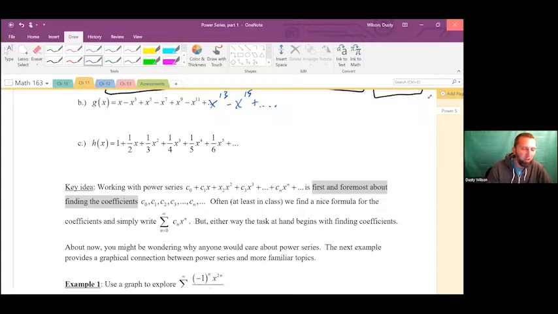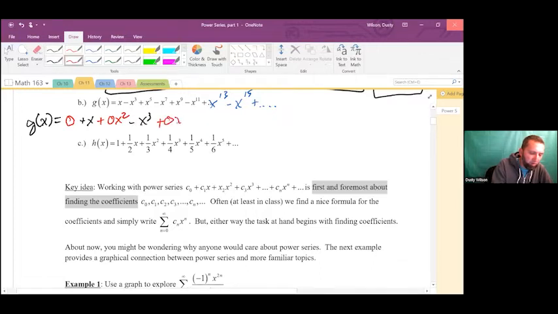They're always odd numbers. So notice what our coefficients are. If we wanted, we could write this thing out, including the missing terms. So this would be like saying g of x equals 0 plus x plus 0x squared minus x cubed plus 0x to the fourth plus x to the fifth. Do you see what is happening here? We are adding in 0 of all the even terms.